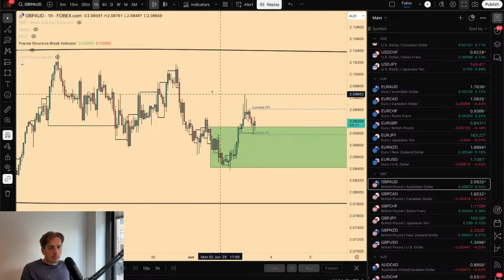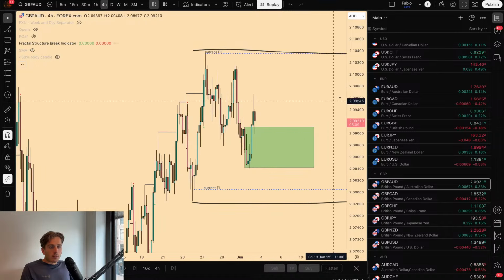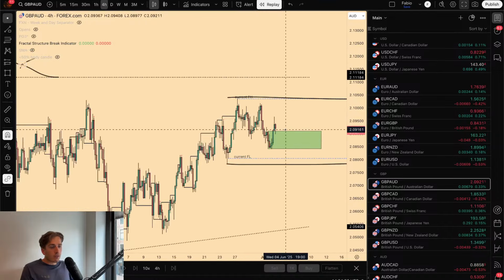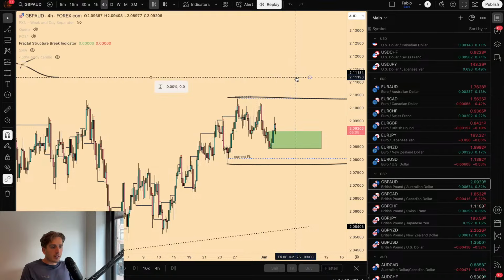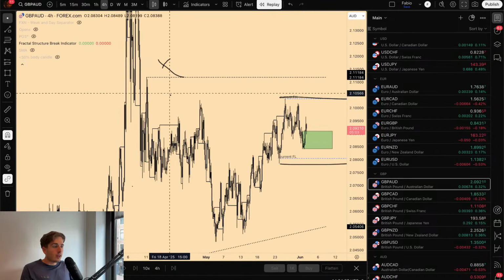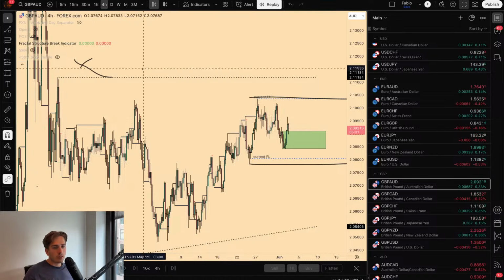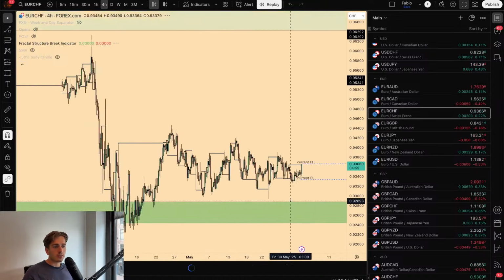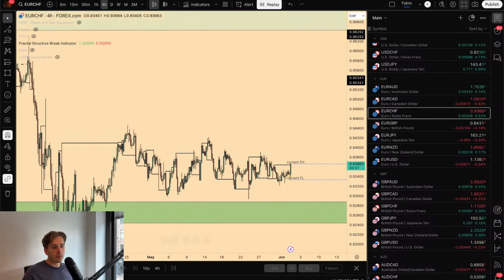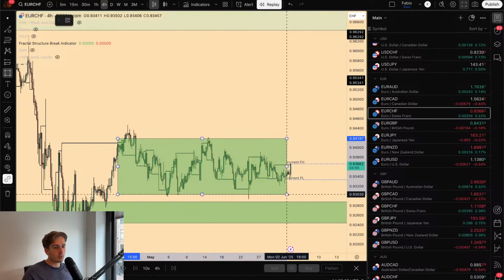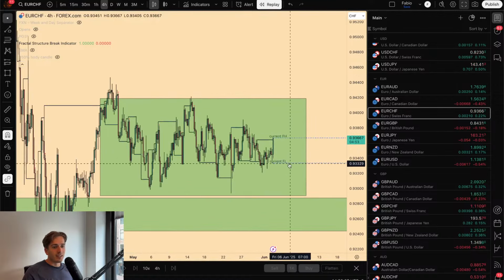Yeah, I don't like the lower time frame, it's just so messy. But based on the 4-hour, I would like to see it push up another 200 pips towards this high over here before looking for any shorts. Euro Swiss, I think it's pretty self-explanatory.